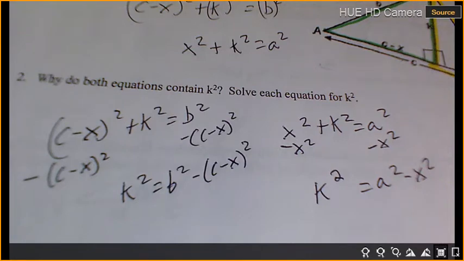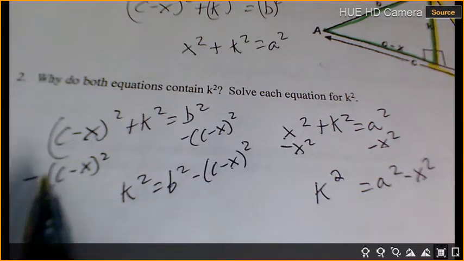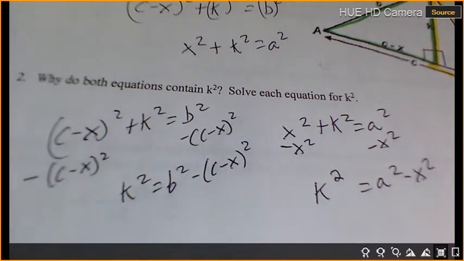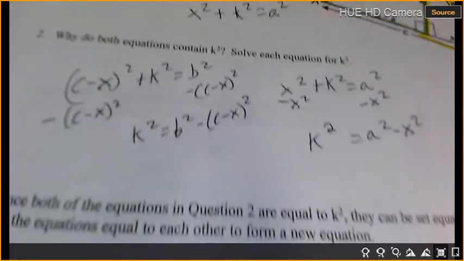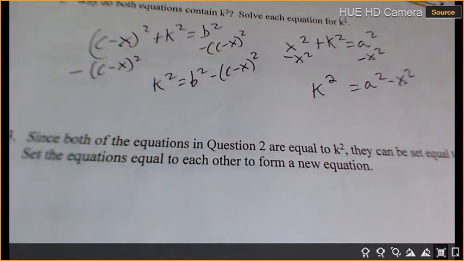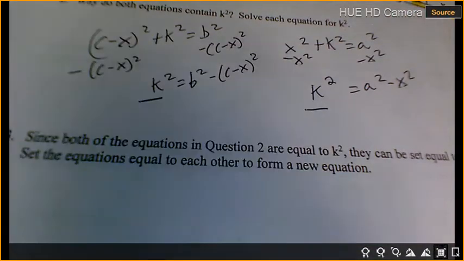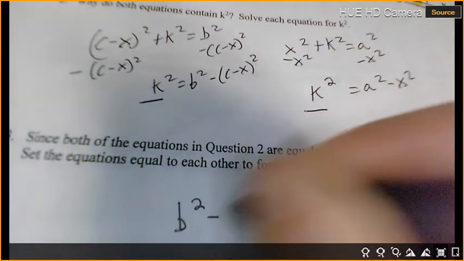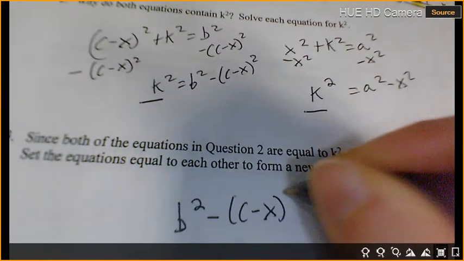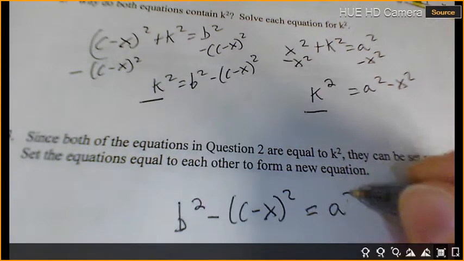Remember, I'm not going to ever make you do this on a test or quiz. But all I did was use the Pythagorean theorem. We know how to do that. Then I solved for K squared. The thing that makes this one weird is it has that (c minus x) squared all together, so it looks weirder. From this point, I'm going to make them both equal to each other. Do we agree both of them are equal to K squared? So I can set them equal to each other. So I've got b squared minus (c minus x) squared equals a squared minus x squared.